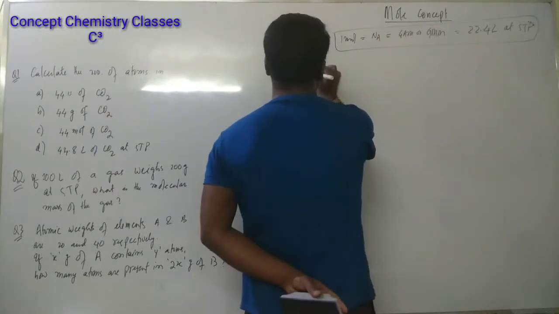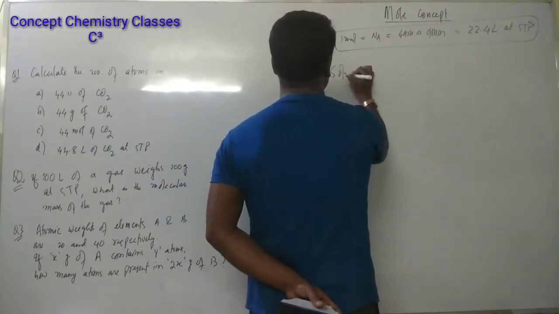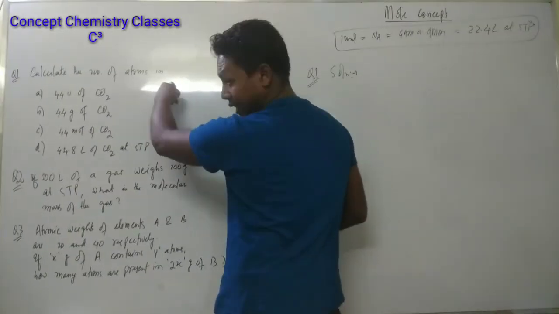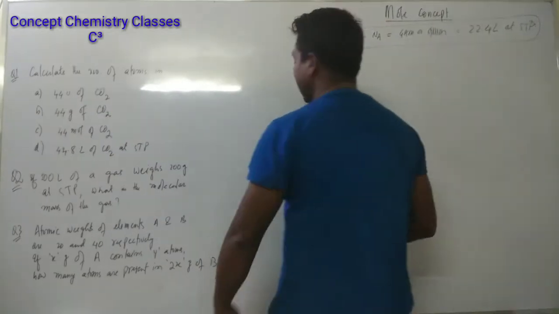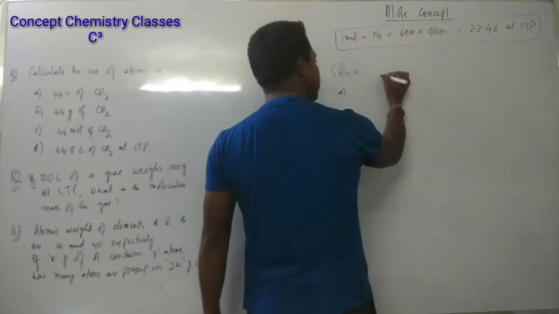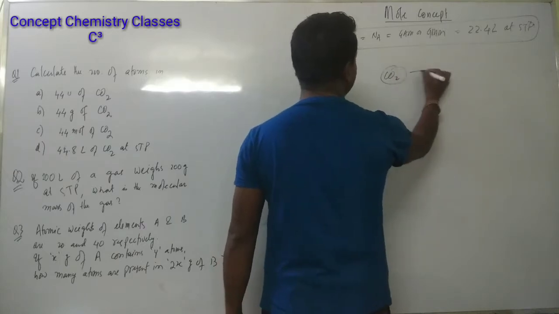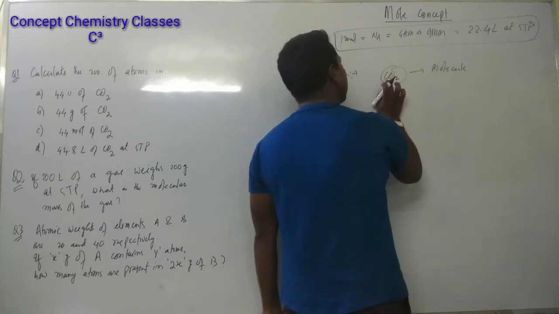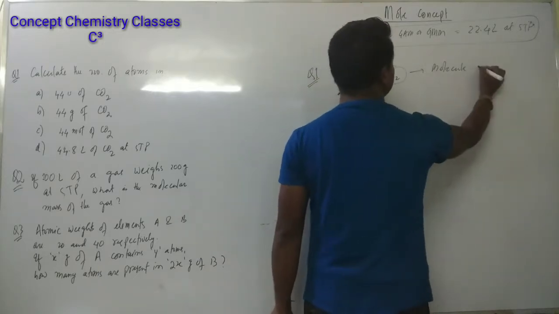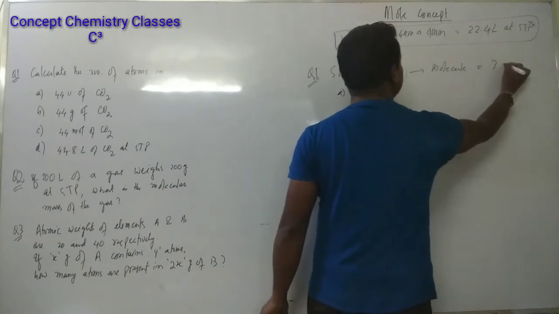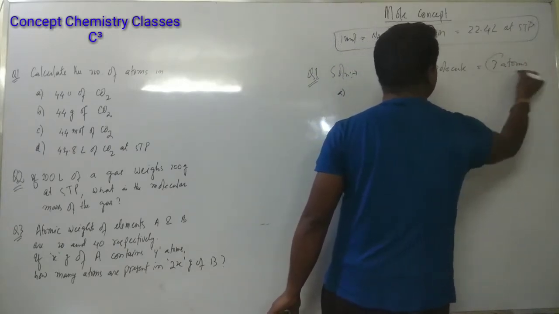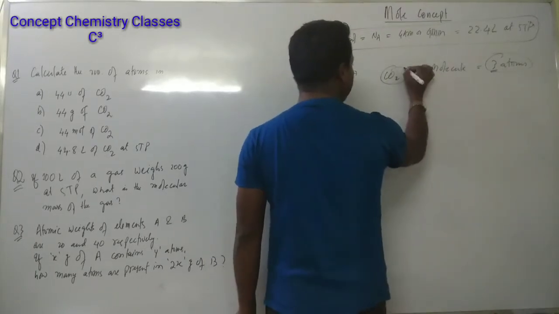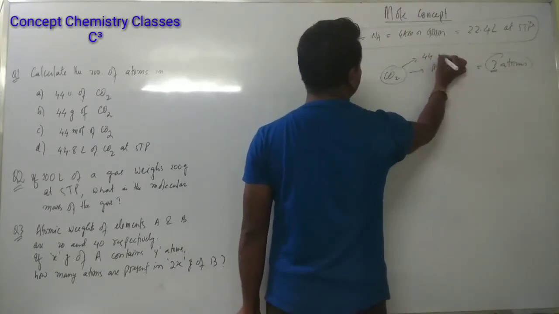The first question, number 1, solution. The question here is: calculate the number of atoms present in 44 u of carbon dioxide. Now our substance is carbon dioxide. This is a molecule. First of all, we need to know this is a molecule, and 1 molecule of carbon dioxide contains how many atoms? 3 atoms. So when we calculate the number of atoms, this 3 is important. Now the molecular mass of carbon dioxide is 44.